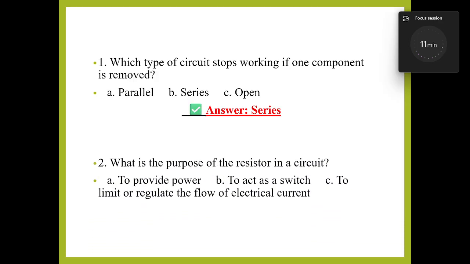Question number 2. What is the purpose of the resistor in a circuit? The resistor is useful to limit the current that an LED requires to glow, and usually it is 20 milliamperes of current. Now here we have the options. A, to provide power. Does the resistor provide power? B. To act as a switch. Is it like an on off thing? C. To limit or regulate the flow of electric current. Obviously, it is to regulate or limit the flow of current.